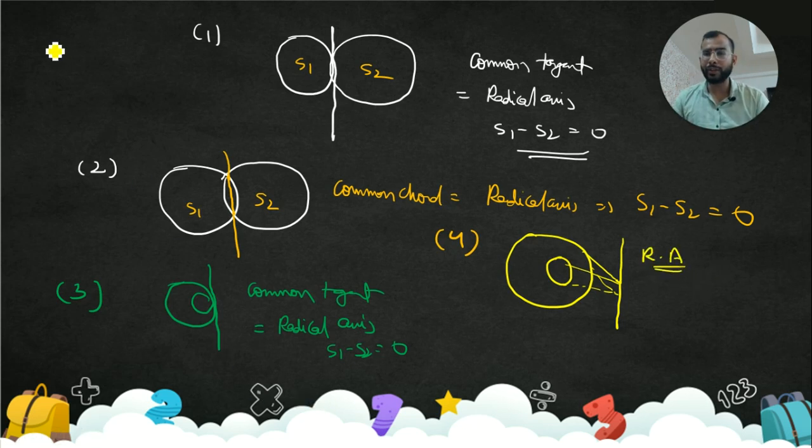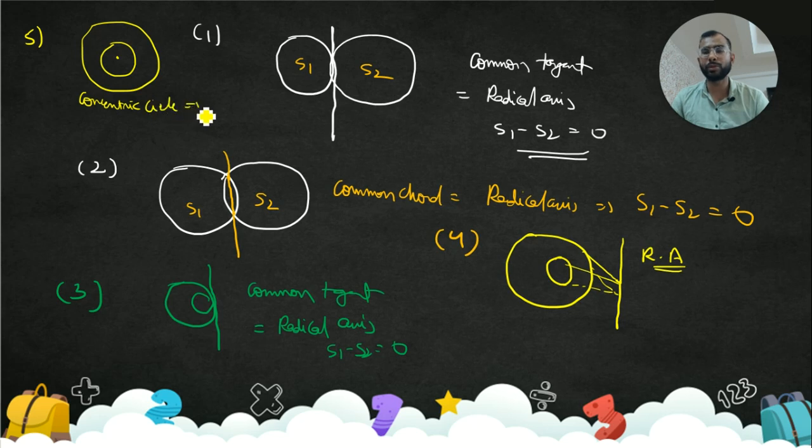Now there is a fifth case, let me write it here, where there is no radical axis. Like this is one circle, this is another circle, but both are concentric circles. Concentric circle, in any case think there is no RA. RA means radical axis. This is not concentric; concentric means the center is the same. Okay, easy, let's move ahead.